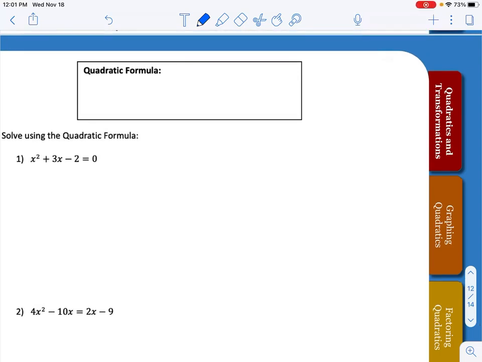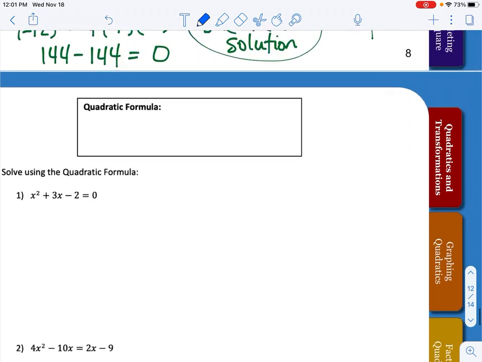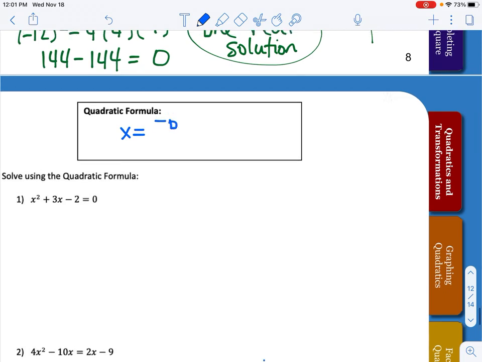Hello, today we are covering 4.7 Quadratic Formula Part 2. If you recall from the previous video, the quadratic formula is x equals negative b plus or minus radical b squared minus 4 times a times c all over 2a. So we are going to use this equation to solve for the x values, obviously, because it says x equals.